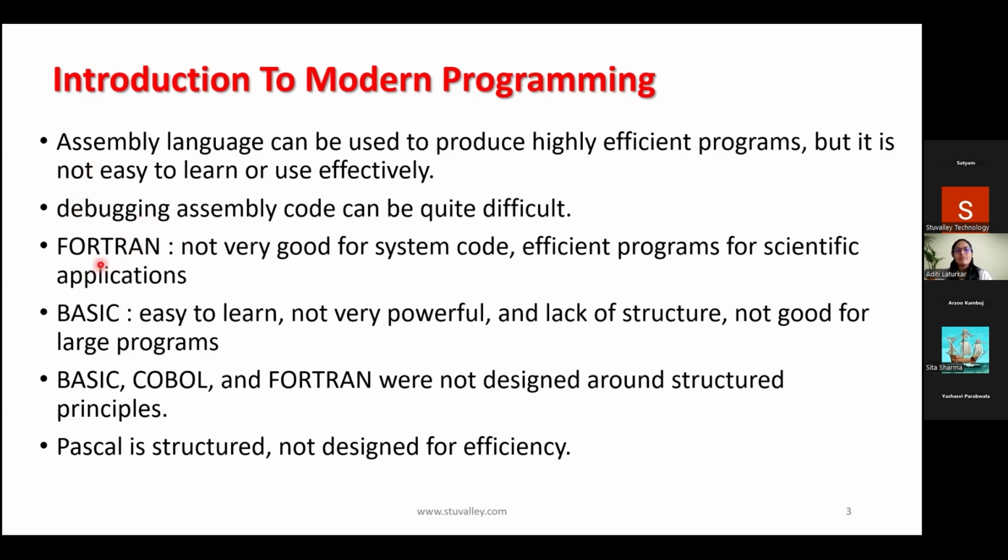Then there was the Fortran language. Fortran was not that good for system code. System code means operating systems and any other applications which we use on a system basis, that is, internally used by the system, OS operations, you can say. So Fortran is not that useful for efficient programs for these types of applications, or for scientific applications.